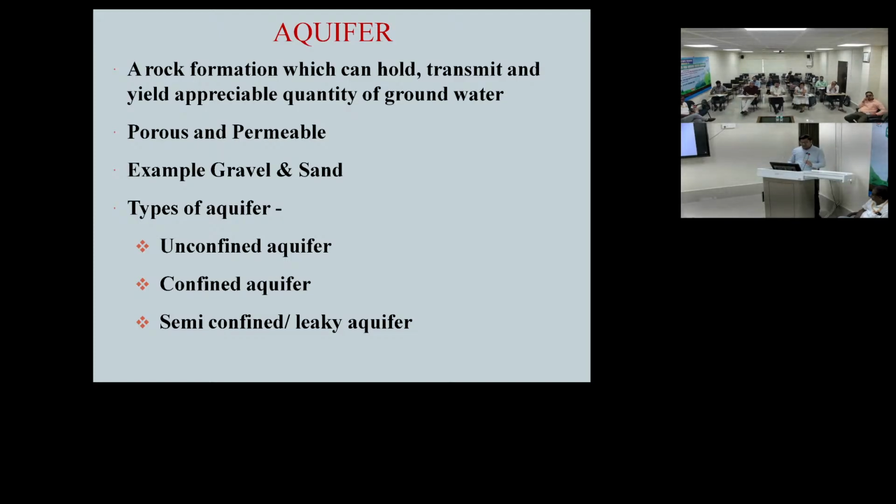A confining layer means it should be an aquitard, meaning clay. Clay acts as a barrier. So if there is no clay layer, no sandy clay layer, nothing, we call it an unconfined aquifer. It is continuously sand, not confined.